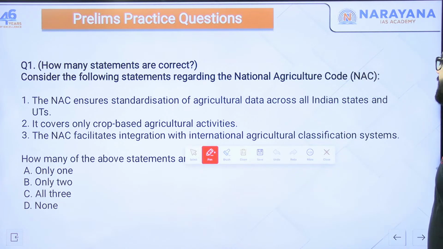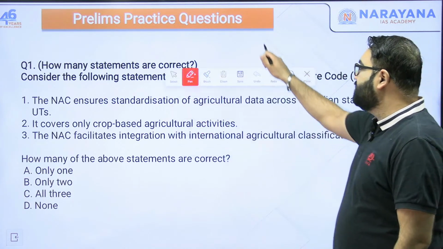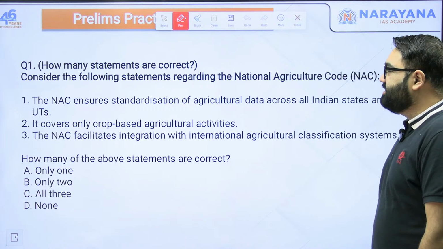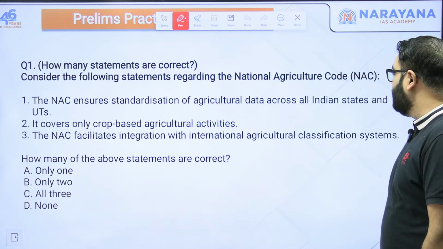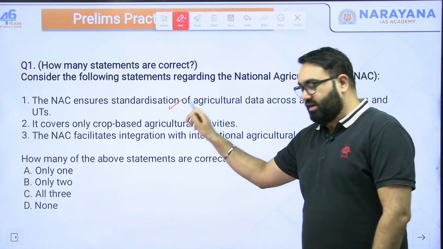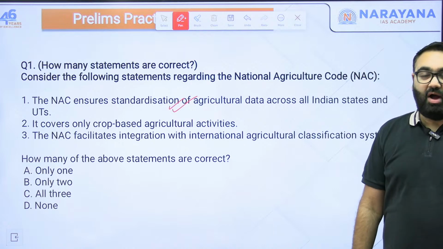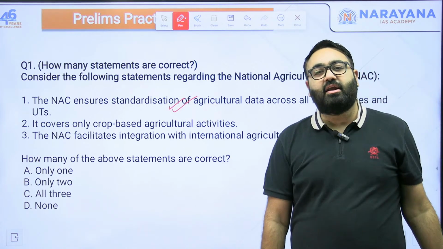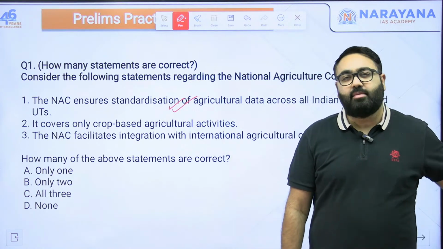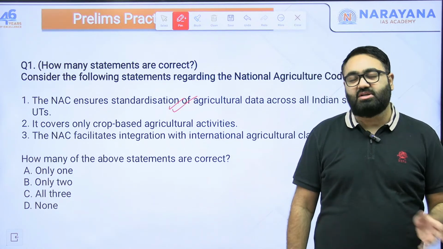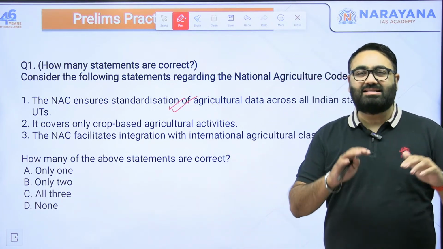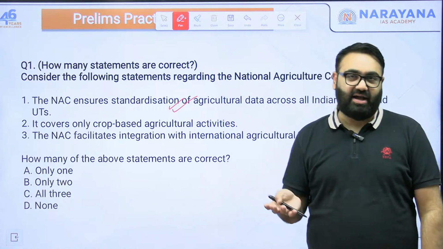Consider the following statements regarding National Agriculture Code. First, the NAC ensures standardization of agricultural data across all Indian states and union territories. Yes, that is what we have been discussing. That is the entire objective of NAC, to have a standard across the entire country. Doesn't matter if you are buying something that grew in Tamil Nadu or in Mizoram or in Gujarat or in Punjab, you would be able to get assurance that yes, this has lived up to a certain standard. So that is the entire idea.